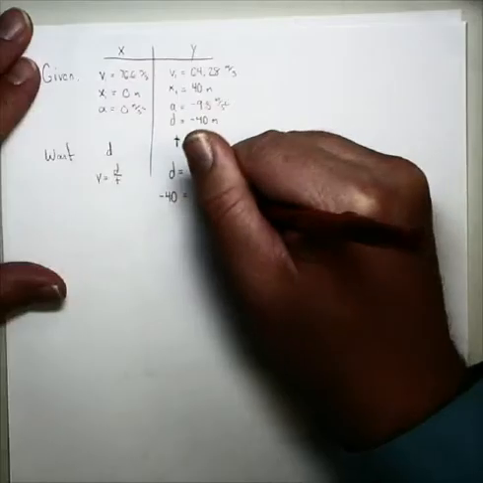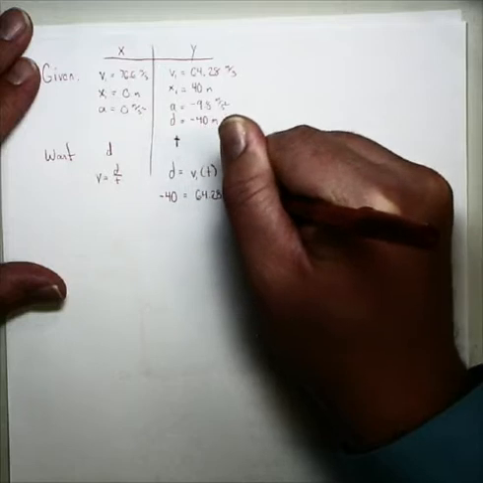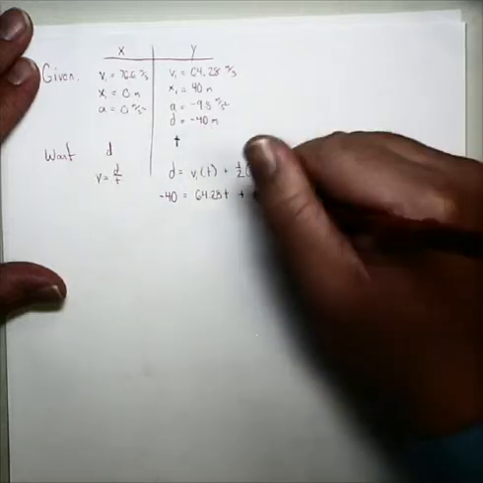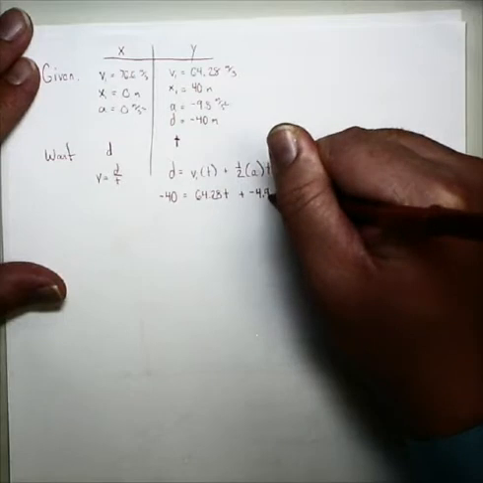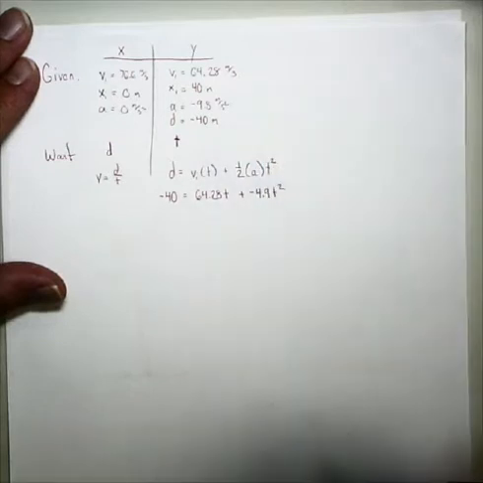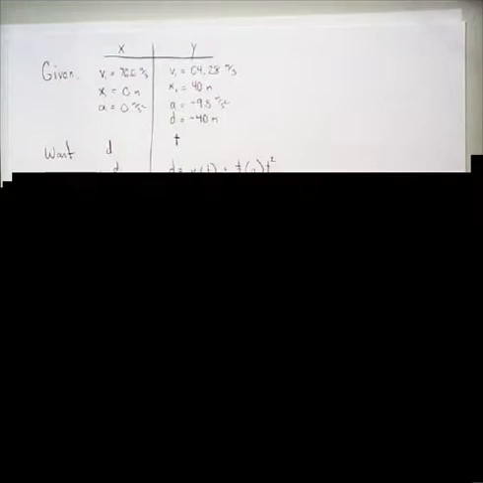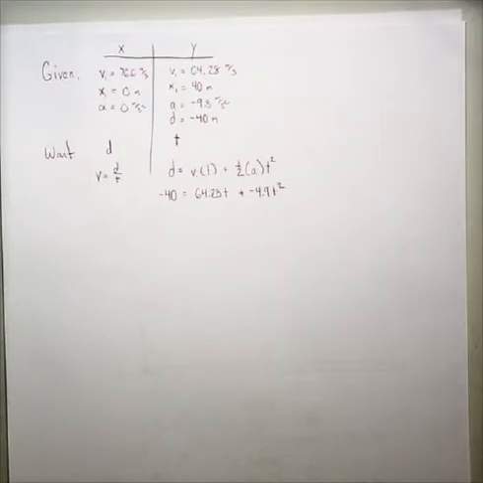-40 equals 64.28 t, I don't know what time is, plus 1/2 times -9.8, which would be -4.9 t squared. And now, notice that I'm left with having to solve a quadratic. Now there are a couple ways to do this. You can graph the quadratic, or you can use the quadratic equation. Whatever works for you. I would recommend the quadratic equation just for ease of use.